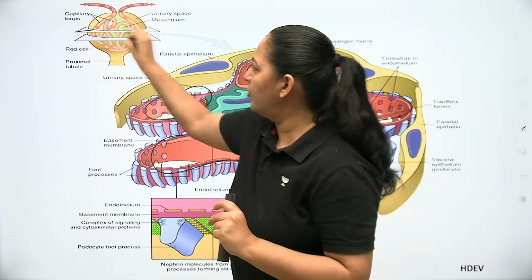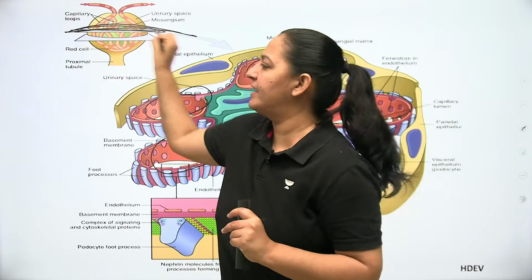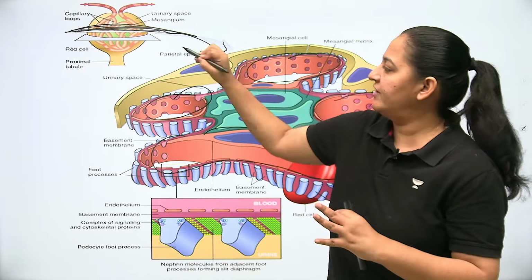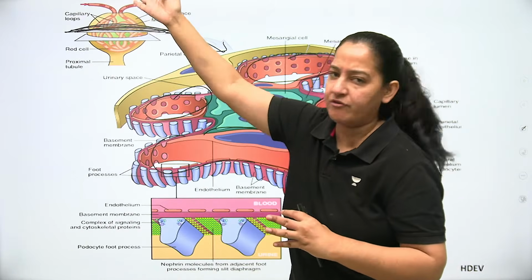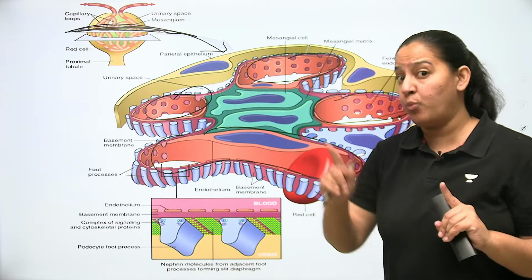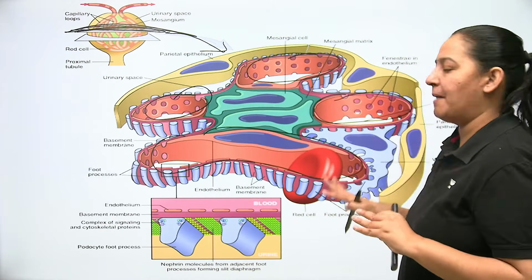Can you see? I'm cutting the glomerulus from here, giving a cut and looking from above. So it is looking like this. This is the diagram which I can see if I'm giving a cut and looking from above. There are multiple capillaries, not one. For the sake of understanding, we have drawn one in that diagram. But these are the multiple capillaries, right?